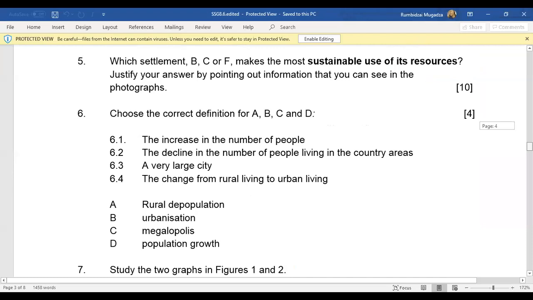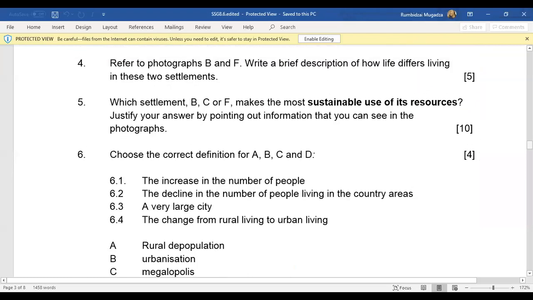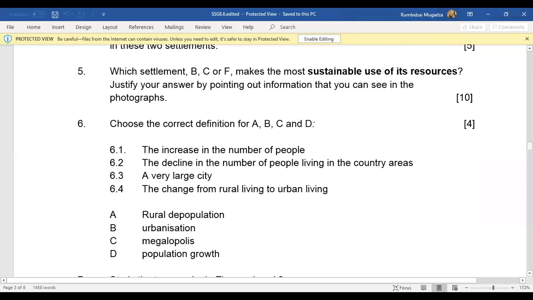Let's do question 6. Choose the correct definition for A, B, C, and D. I want you to check properly. Can you see the definitions below for A, B, C, D? Now, what is 6.1? What is the increase in the number of people called? Yes, Lisedi, population growth. It's D.